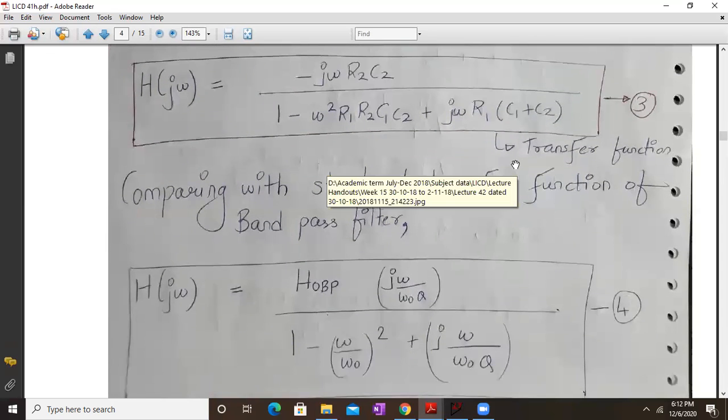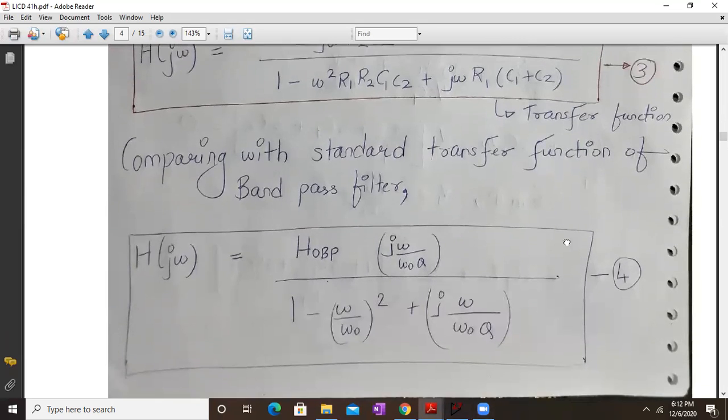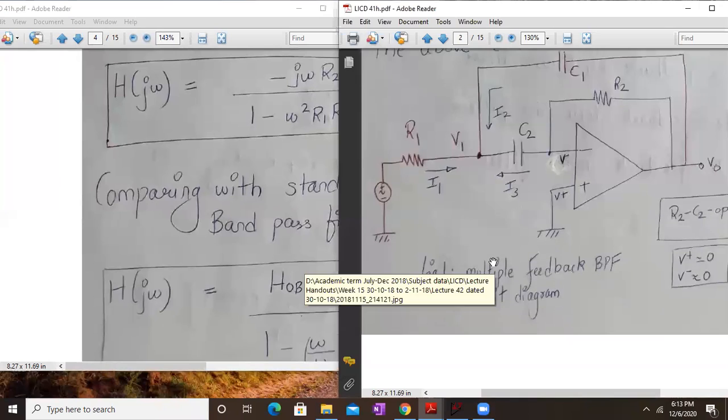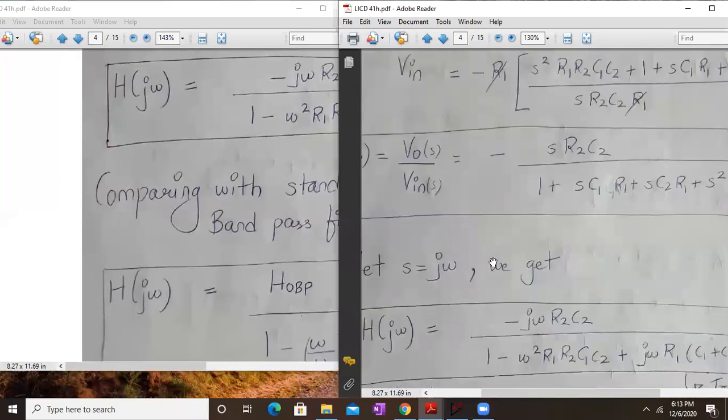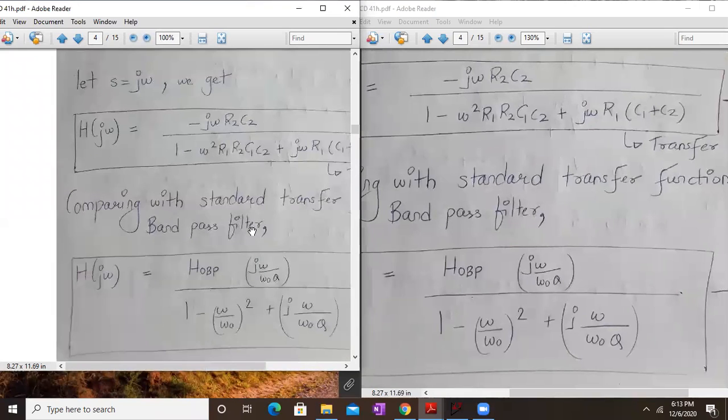So when we compare it with the standard transfer function of a bandpass filter, yes, this is the standard transfer function for a bandpass filter. We will be able to get the terms, that is HOBP, then we will get Q and omega naught. So let us start comparing one by one. Now let me take it in one screen. Okay, so we are comparing these two terms.